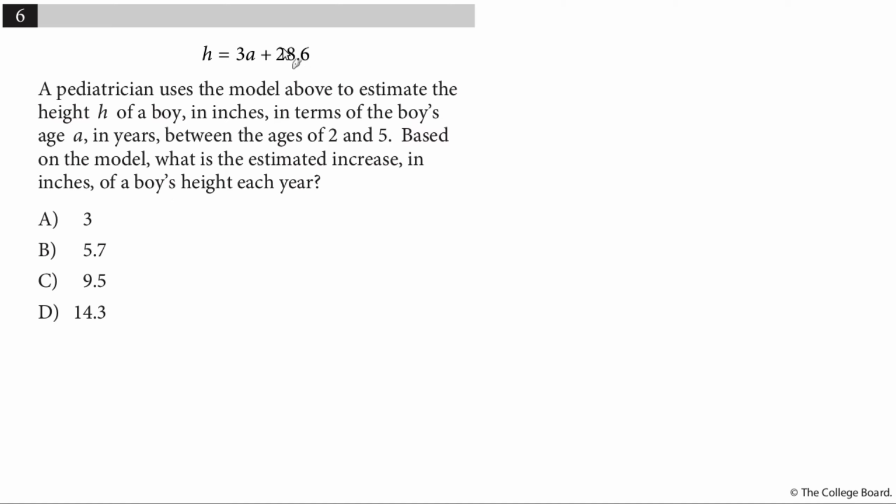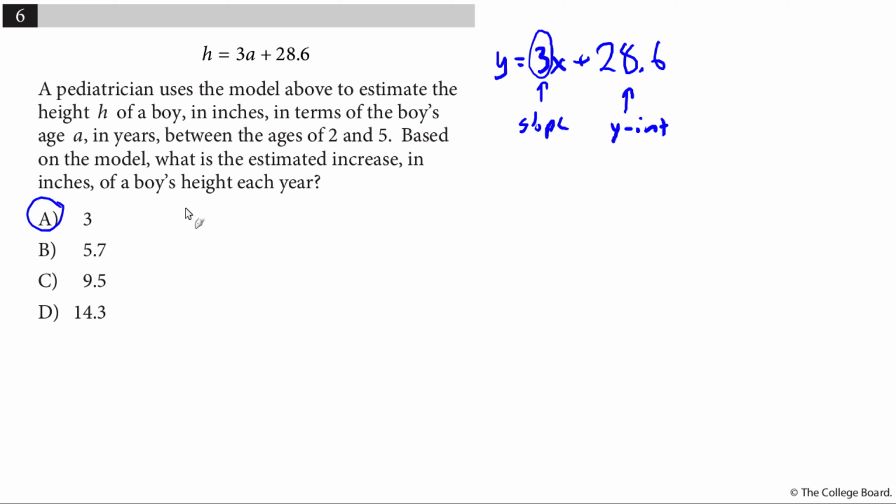And I notice, as a math teacher, this looks like slope-intercept form. This looks like the similar equation, y equals 3x plus 28.6, and in this y equals mx plus b form, I know this 3 is the slope, I know this 28.6 is the y-intercept, and the rate of change is the slope. So I would expect that the rate of increase would be 3.